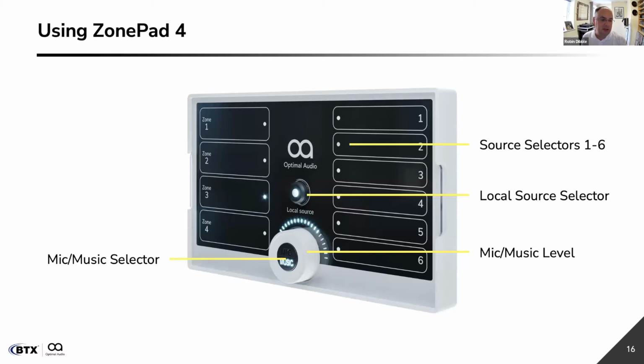There we go. There's a close-up view of the zone pad 4. As I said, exactly the same layout, pretty much, as the front panel of the zone unit itself, very logical and intuitive. And like the zone pad 1, you can change the graphics behind. There are templates available on the website so that you can brand it appropriately for the installation.